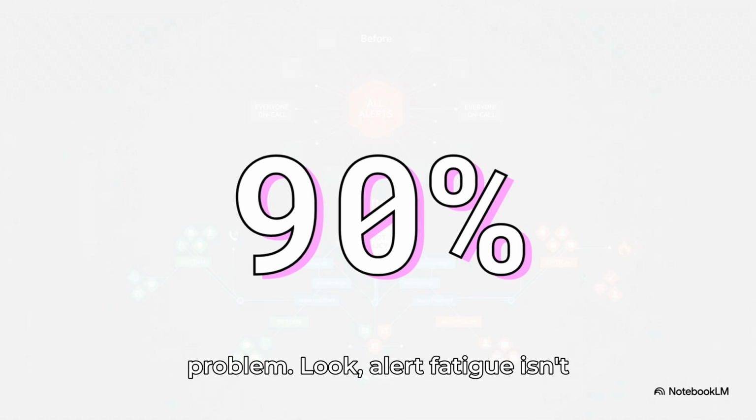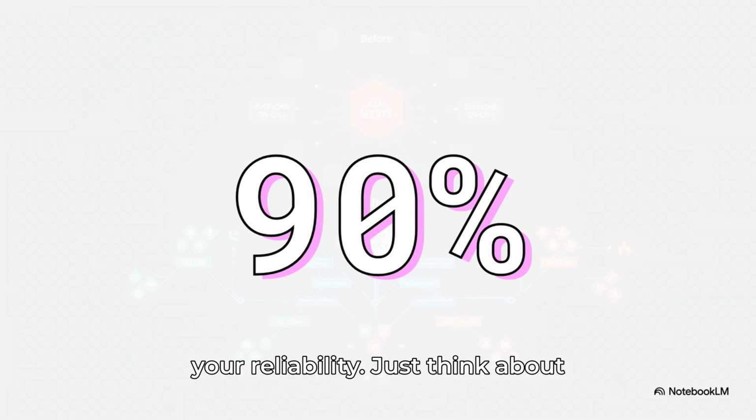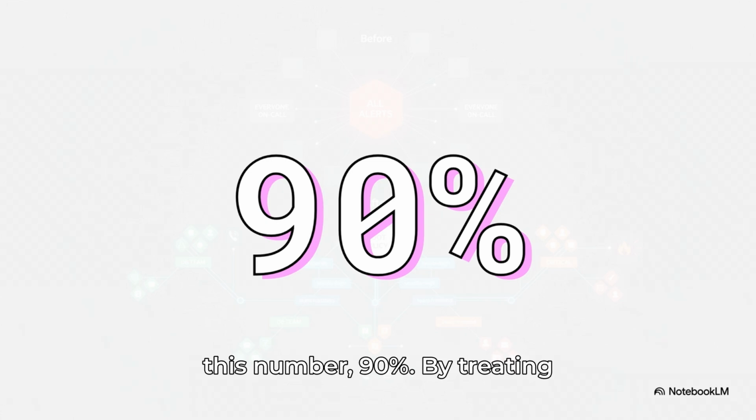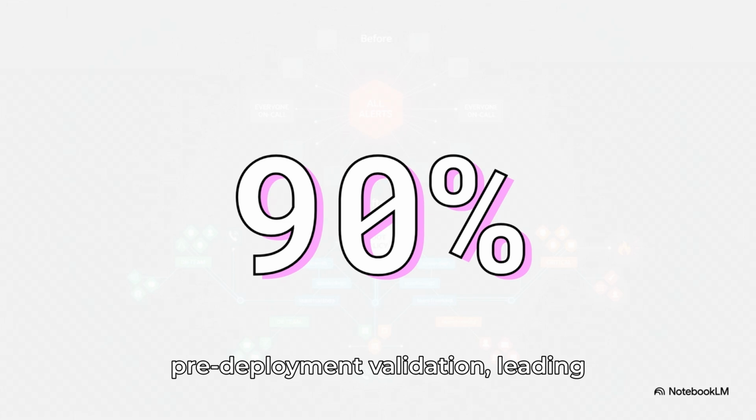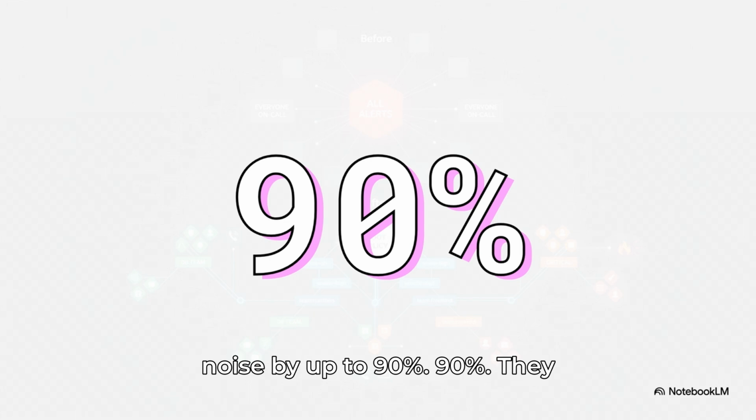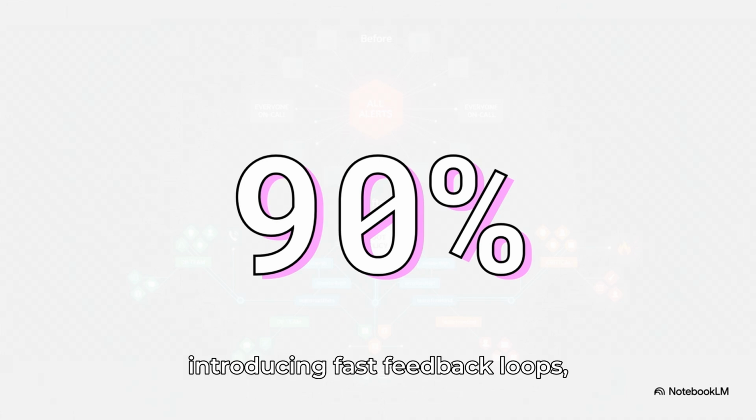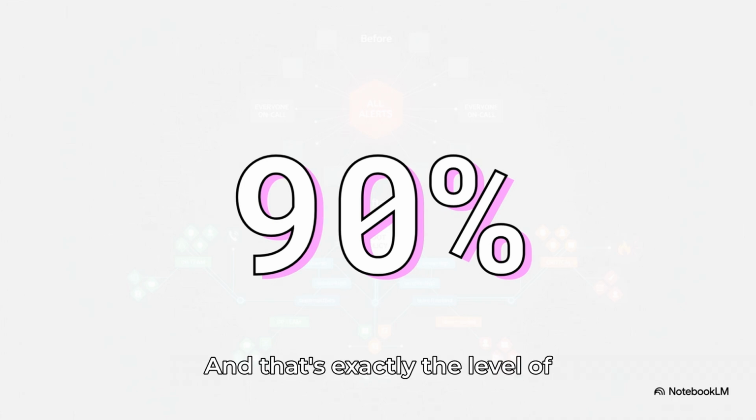Look, alert fatigue isn't just a minor annoyance. It's a massive, systemic risk to your reliability. Just think about this number, 90%. By treating alerting as code and utilizing pre-deployment validation, leading organizations like Airbnb, for example, have managed to reduce their alert noise by up to 90%. 90%. They stopped treating their production environment like a testing ground for alerts. By introducing fast feedback loops, engineers could actually see how an alert would behave before it went live. That means they only got meaningful, actionable signals. And that's exactly the level of precision we want to achieve.